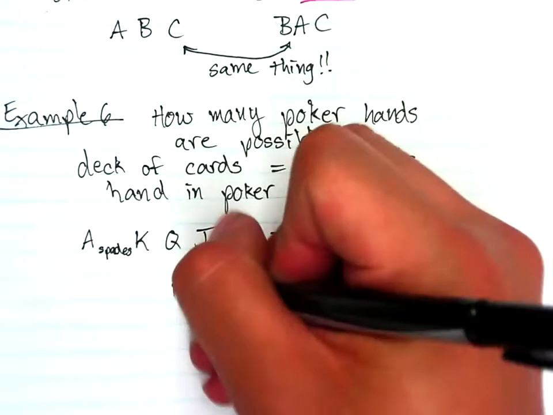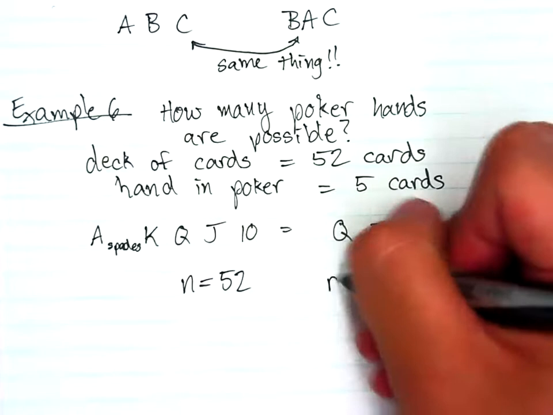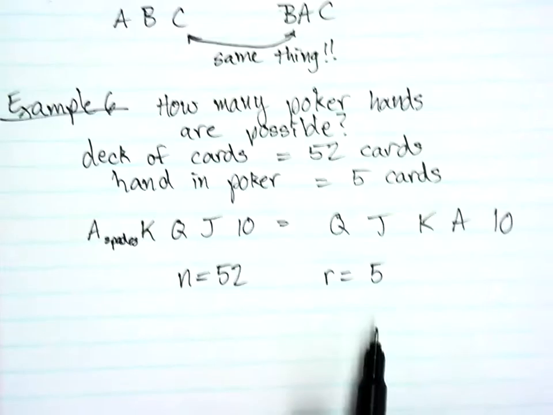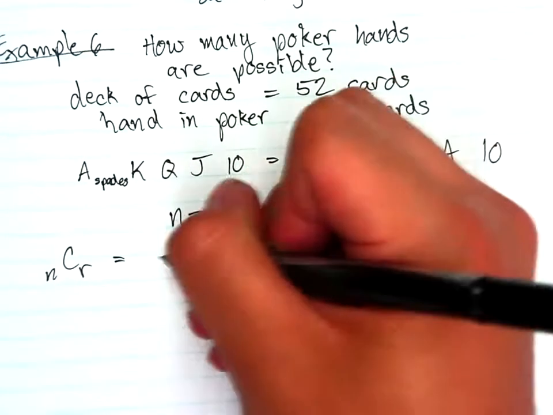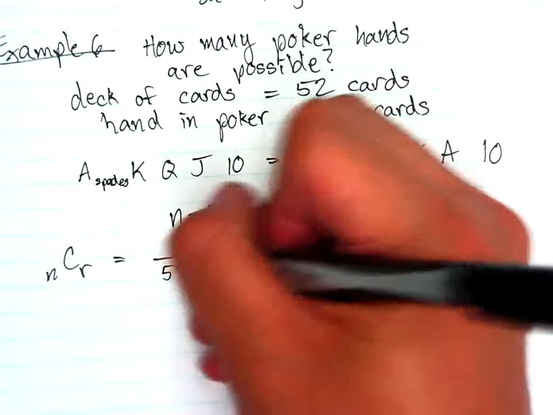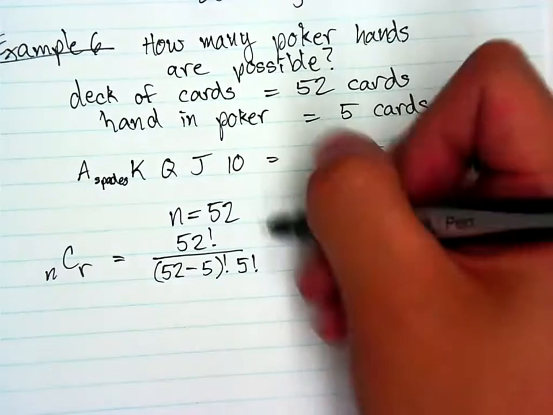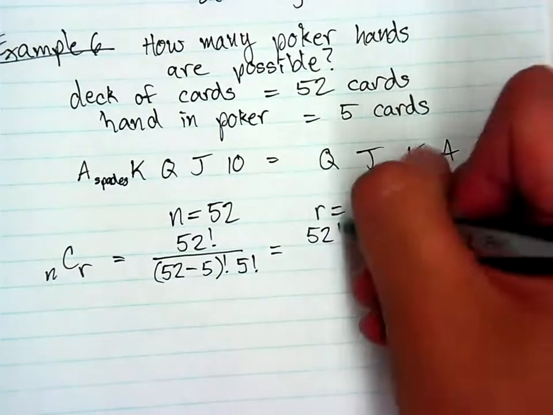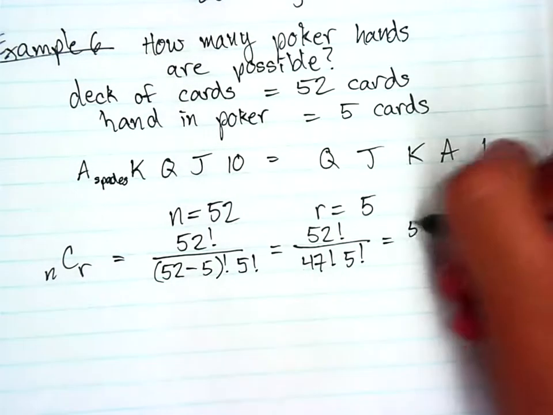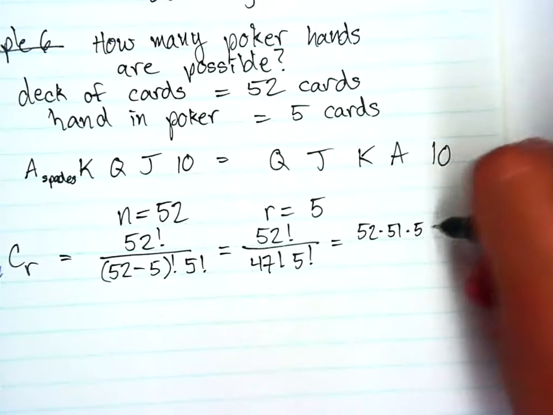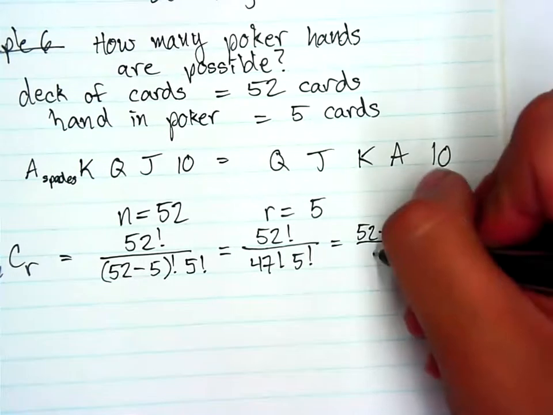So knowing that, I need to first identify how many total objects I have, which is 52 cards. And then the outcomes, I only want the outcome to consist of 5. So using my formula, nCr, I'm going to have 52 factorial over n minus r, so 52 minus 5 factorial, times 5 factorial. Now this will be pretty big. We have 52 factorial over 47 factorial, 5 factorial. I'm going to go ahead and list it out very briefly. 52, 51, 50, 49, 48, 47, and we'll stop there. And we have 47 factorial and 5 factorial.